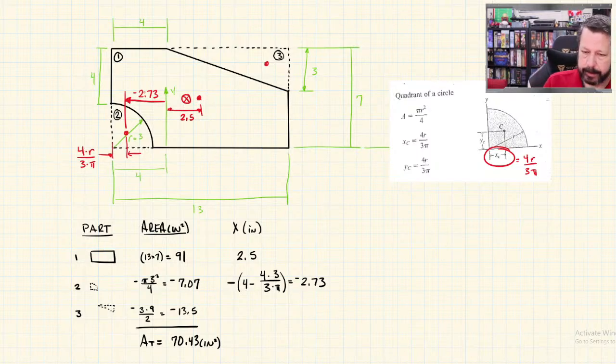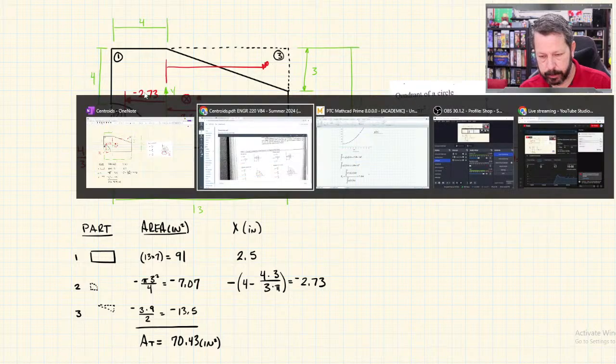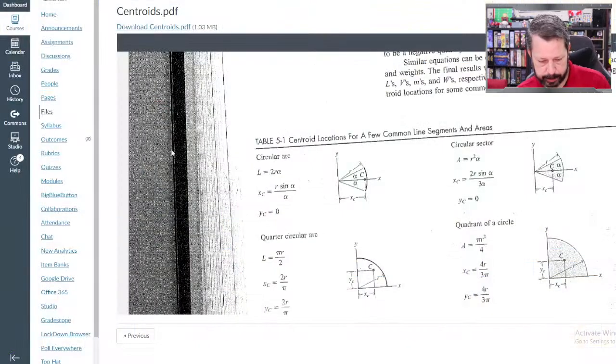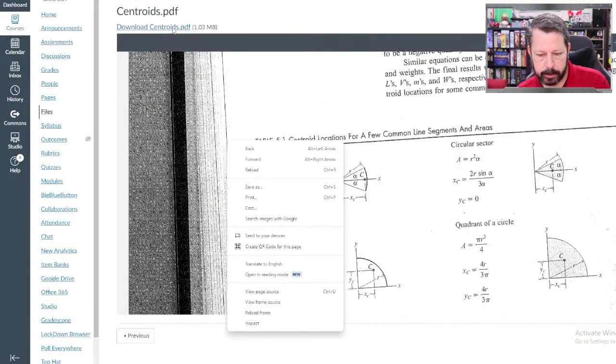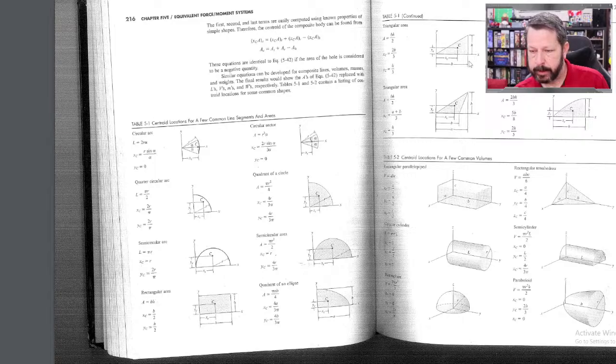All right, let's do our last one. We want that distance. So that is a triangle. So we need to go to our sheet here, and really, let's download this so I can open it. Here we go. There's a triangle up there. Let's get that triangle.